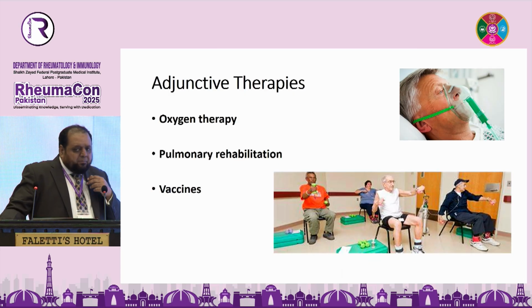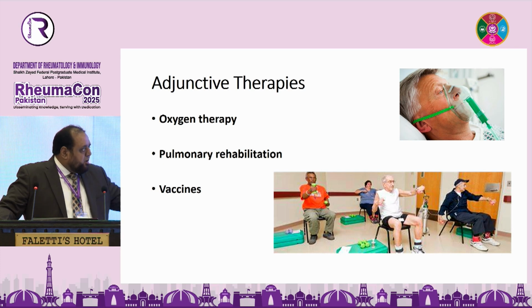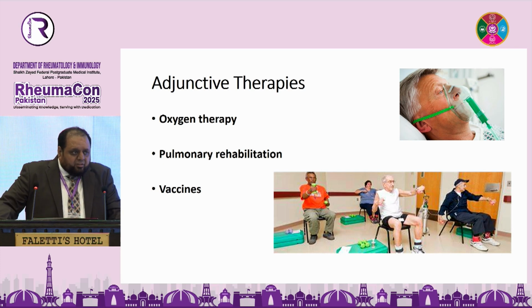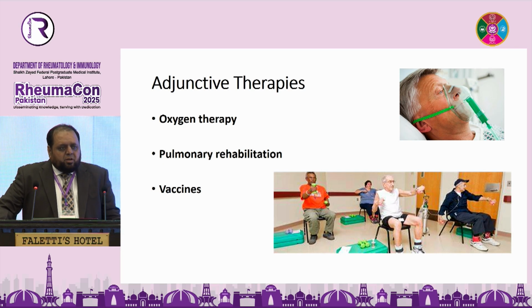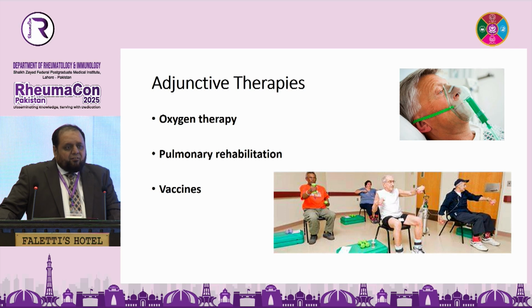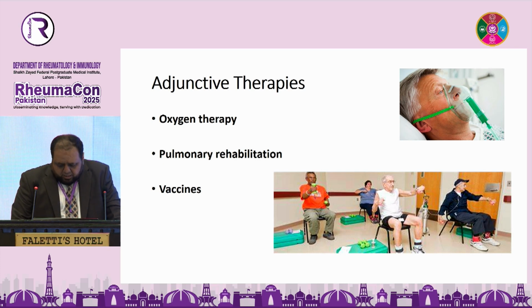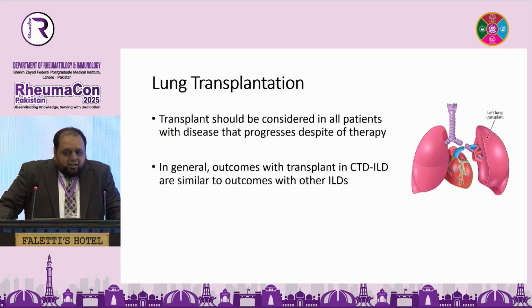A few adjunctive therapies are common to all ILDs, like oxygen therapy. Patients with ILDs at some time may require oxygen therapy. Any patient who is not maintaining saturation at room air, after exercise, or during sleep, we should prescribe oxygen therapy to maintain saturation at around 88%. Pulmonary rehabilitation is very important; it improves exercise tolerance. And the last one is vaccination. All patients with interstitial lung disease should receive annual influenza vaccination along with pneumococcal vaccination, so that they can avoid infections and exacerbations of ILD. The last slide is lung transplantation.